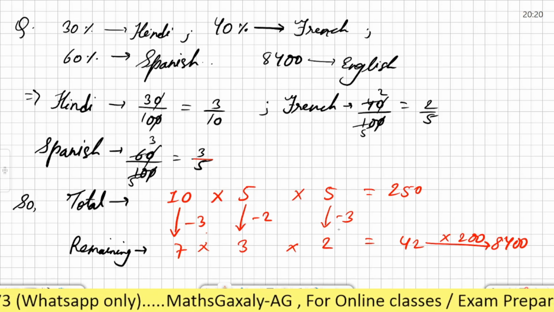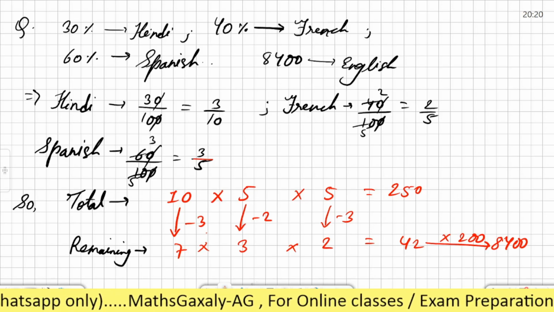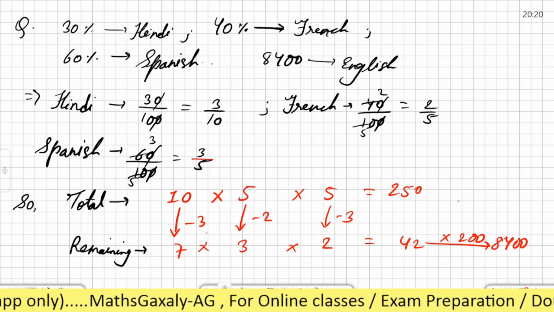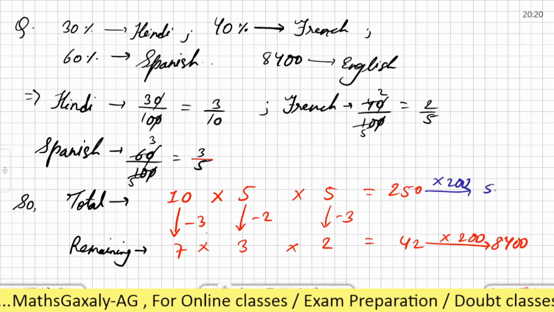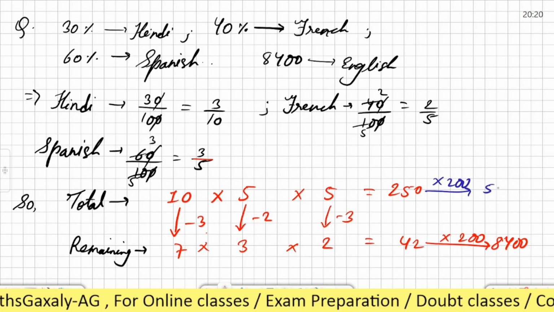We have to find the total number of books in the library. It means whose value we have to find? We have to find the value of 250. Very good. So 250 into 200, what will it be? 50,000, right?